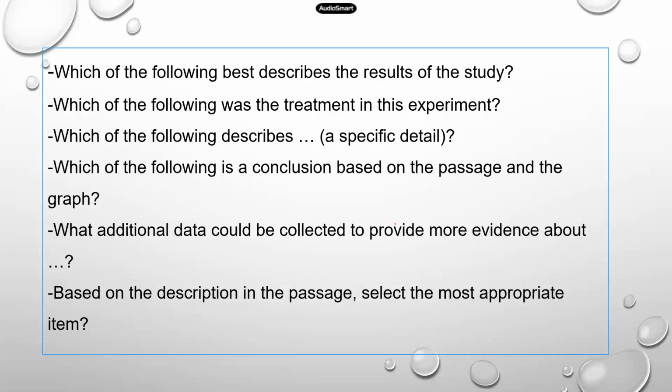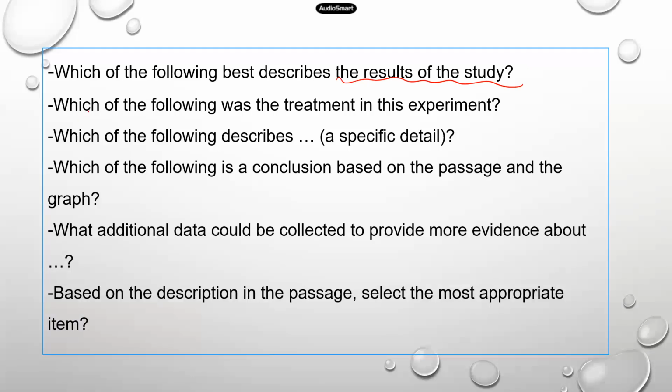All right. So these are some of the questions that you may see on TEAS. Of course, it's not going to be word by word, but those questions will be very similar and they're going to ask you pretty much the same thing. The first one, which of the following best describes the results of the study, right? The results may be described in the text, and there might be a graph to show you the data, and then you need to be able to synthesize all that information and come up with the results.